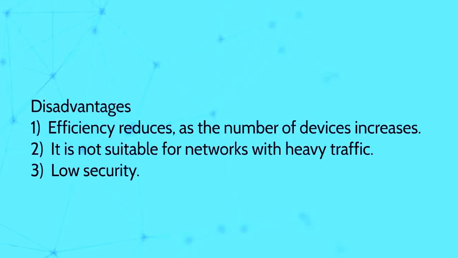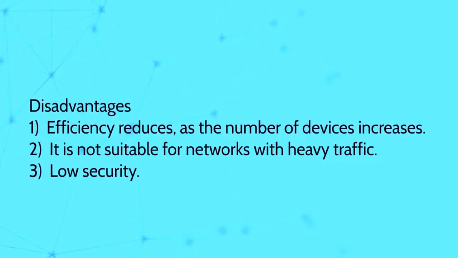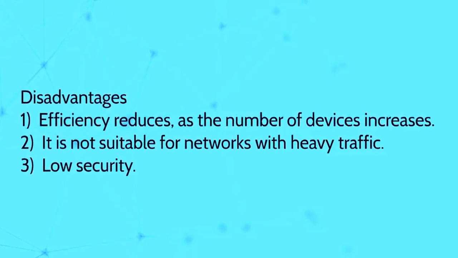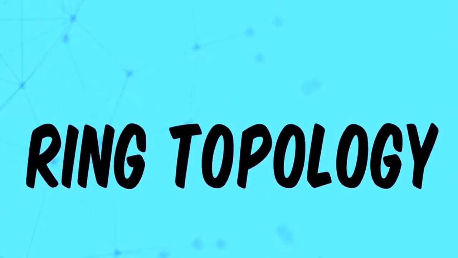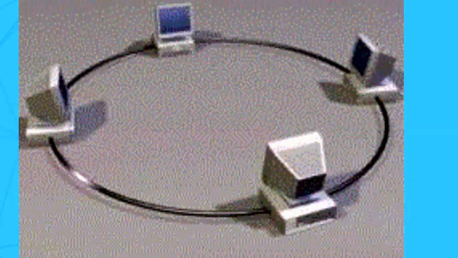When two devices want to send data at the same time, there is a chance of collision as the bus allows only half duplex mode of communication. Coming on to the ring topology. In ring topology, adjacent devices are connected in a closed path as a circle shown in the figure.